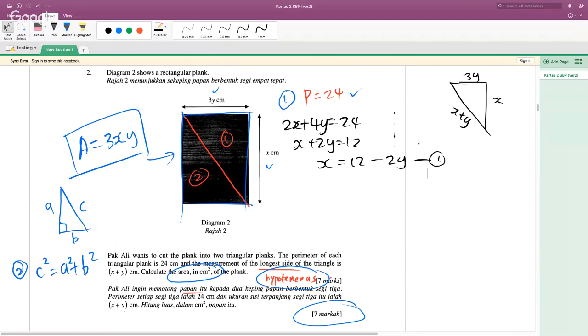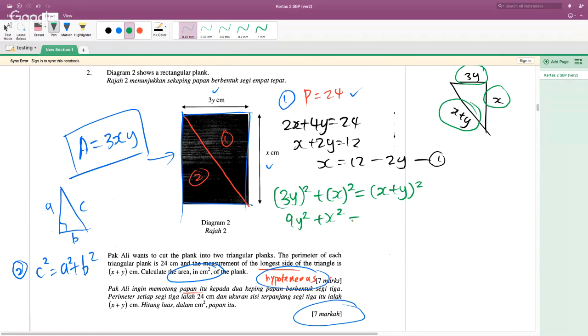And then I will form my second equation using Pythagoras. That means this square plus this square equals this square. So I will say (3y) squared plus x squared equals (x plus y) squared. All right, then I will solve this equation also, definitely. So this is 9y squared plus x squared equals x squared plus 2xy plus y squared. And then definitely x squared and x squared I will simplify. Then I will move my y squared to the other side. It becomes 8y squared equals 2xy.